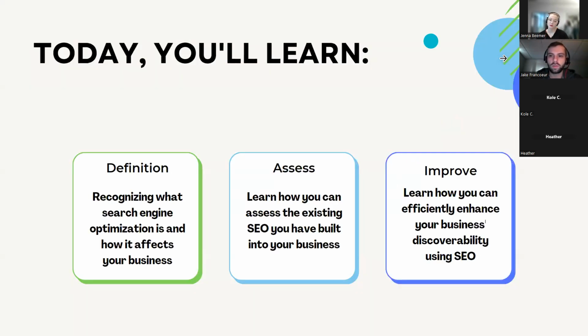Okay. So today we're going to be talking about a couple of different topics. The main three topics are the definition of search engine optimization, so recognizing what search optimization is and how it affects your business; assessing our business and the existing SEO that we have built into it; and then learning how we can improve our SEO.